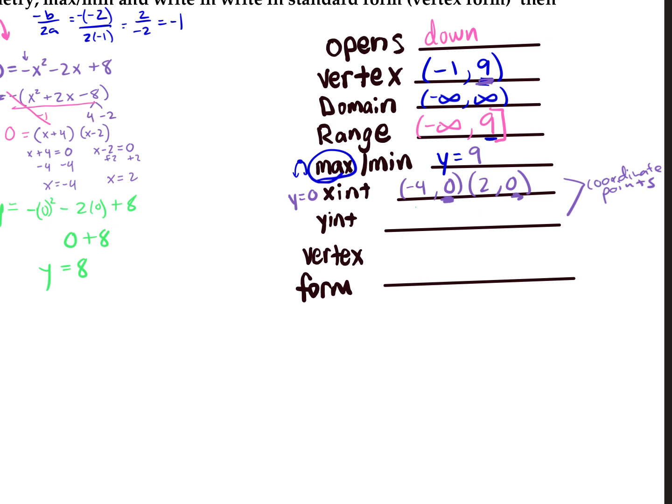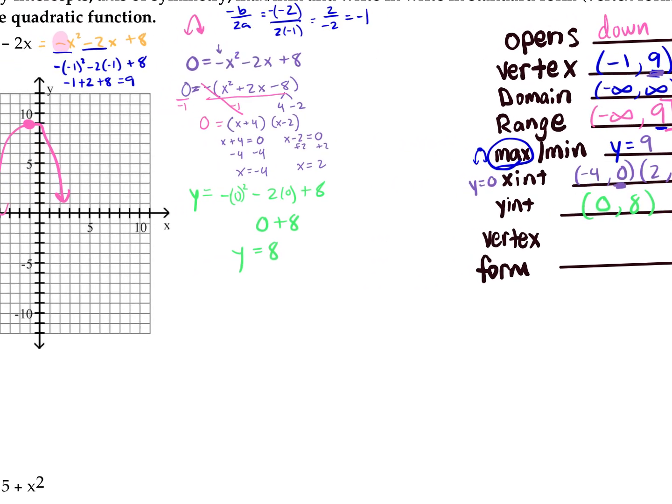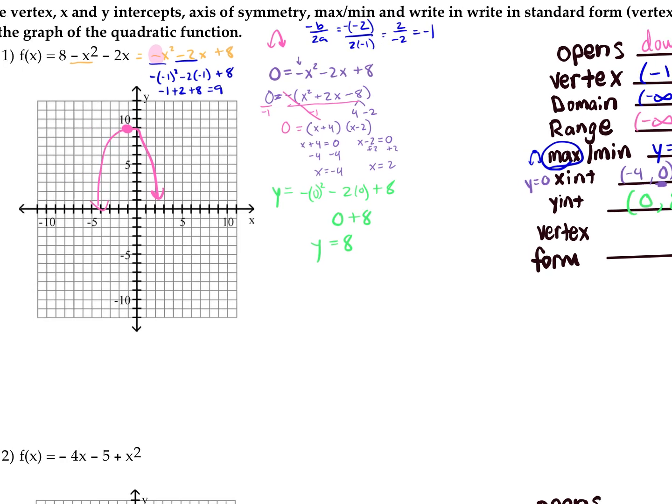This has to be a coordinate point. So we plugged in 0 for x and got 8 for y. So our y-intercept is 0, 8. Now we can plug these 3 points in, our x-intercepts and y-intercept, to help us graph this a little bit better. So I'm going to leave my vertex there.